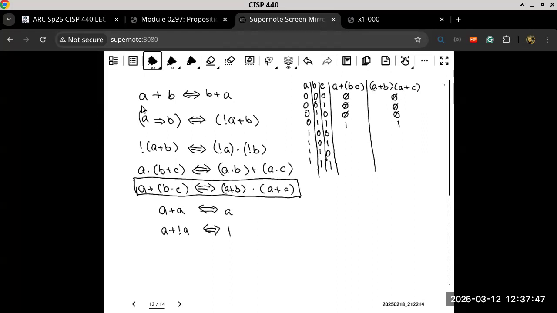Because if B and C are both true, B and C is true, but because B and C is on the right-hand side of the disjunction, so that means one side of the disjunction is true, the whole disjunction is going to be true. On this side, when you look at A or B, B is true, so A or B is true. When you look at A or C, because C is true, A or C is also true, then you end up with true and true, which is also true. So they are both true, but for different reasons, okay?